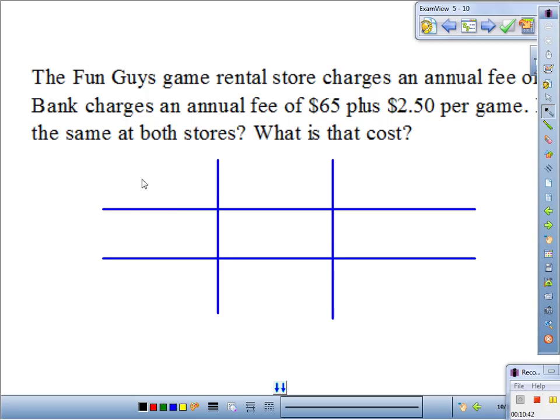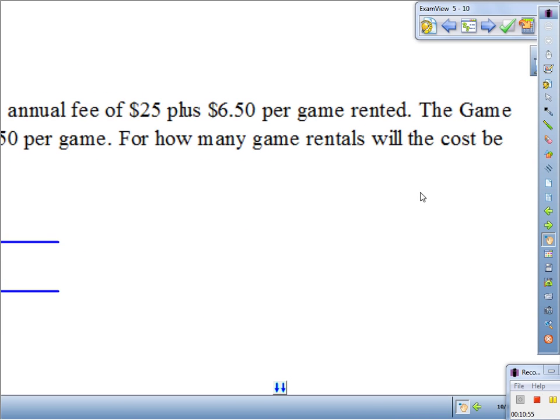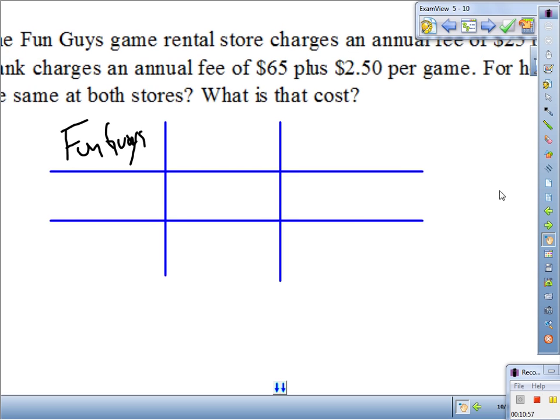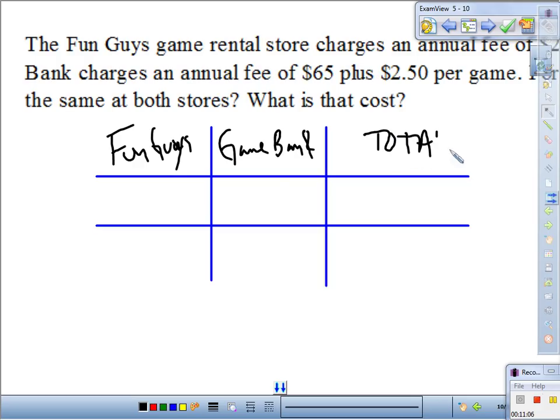Here we go. We're going to label this one Fun Guys. That's what it's called, Fun Guys Game Rental. And the other one is called the Game Bank. And right here, we're going to write total.